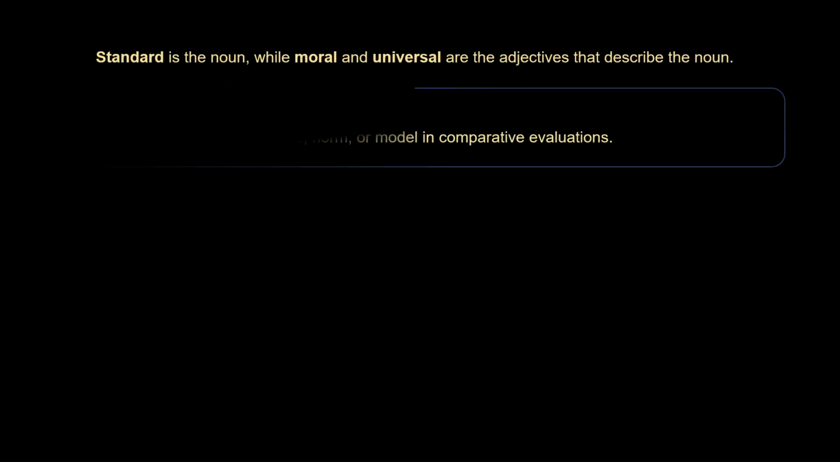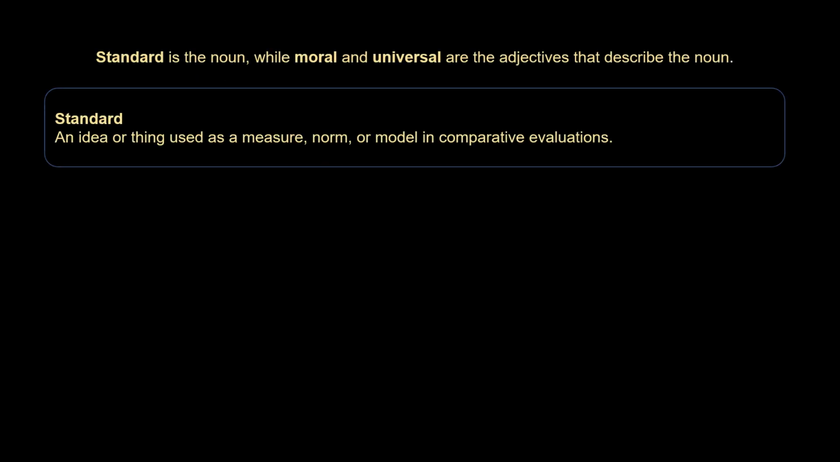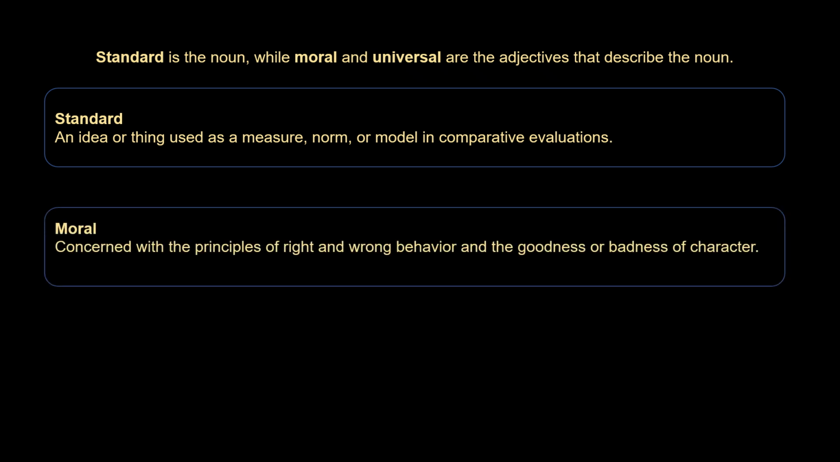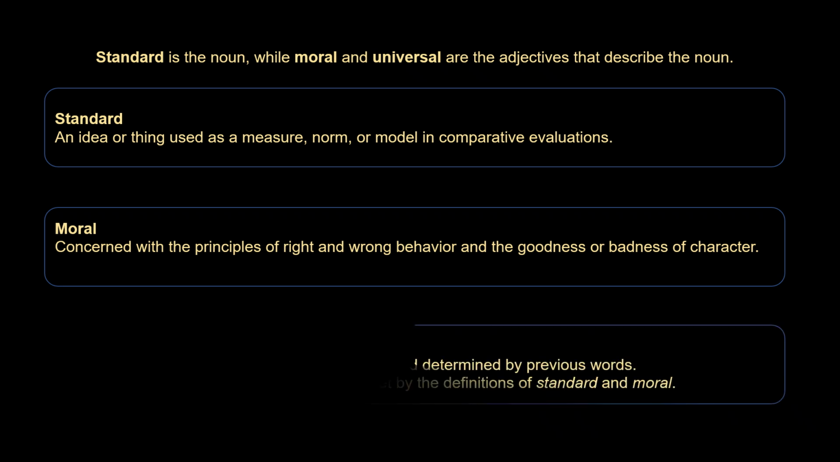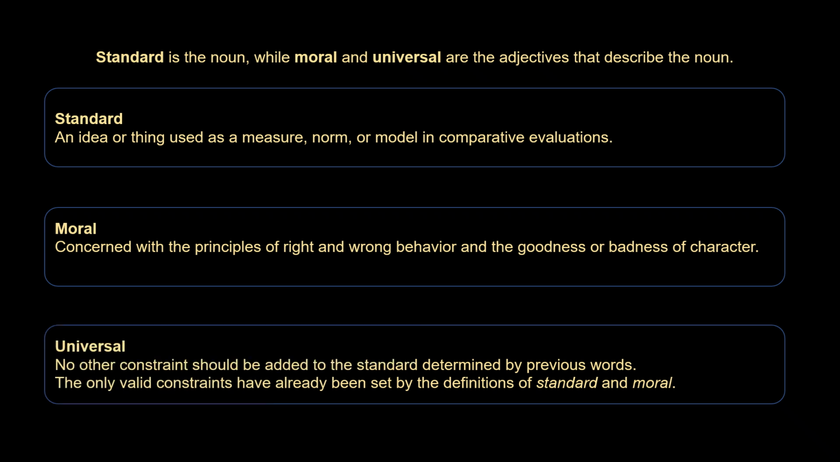A standard is an idea or thing used as a measure, norm, or model in comparative evaluations. Moral means concerned with the principles of right and wrong behavior and the goodness or badness of character. Universal means no other constraint should be added to the standard determined by previous words. The only valid constraints have already been set by the definitions of standard and moral.